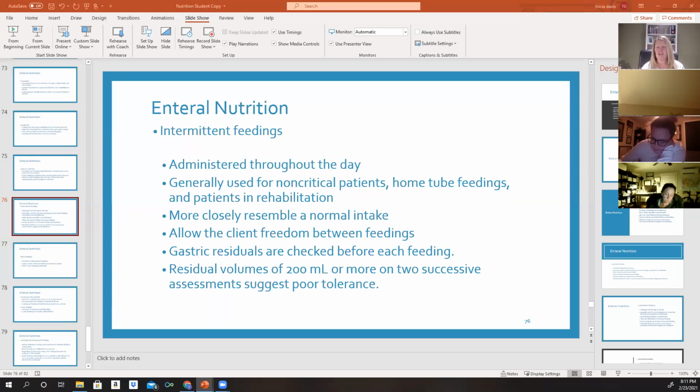And then go back in 2 hours, check that residual. If that 200 or more is still there, then that's telling us that they definitely are having a poor tolerance. So we need to change the formula or scale back what we're doing. That decision would come from the nutritionist at that point. That's not usually a decision that we make.